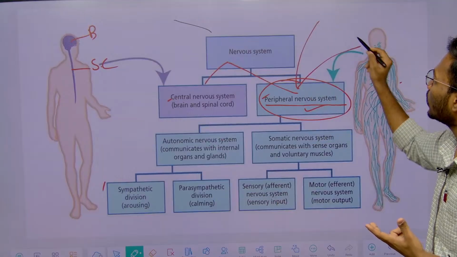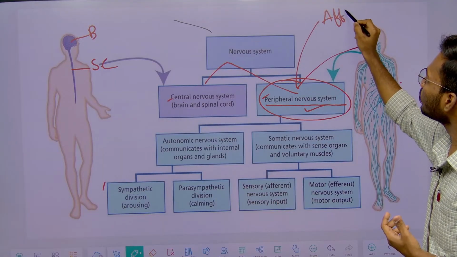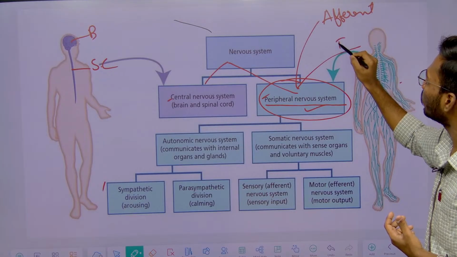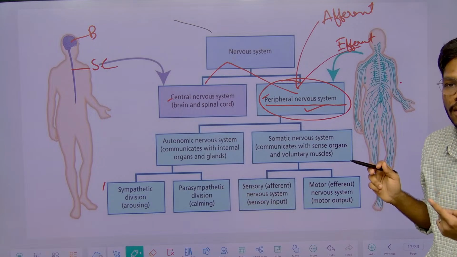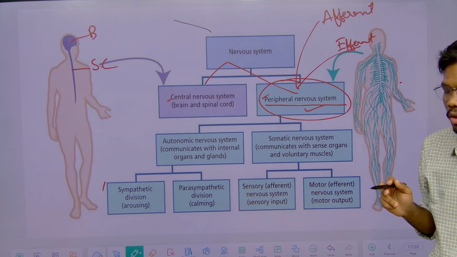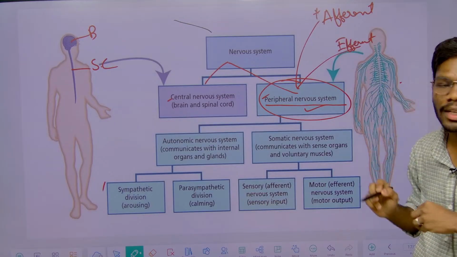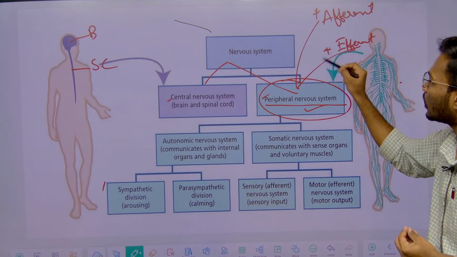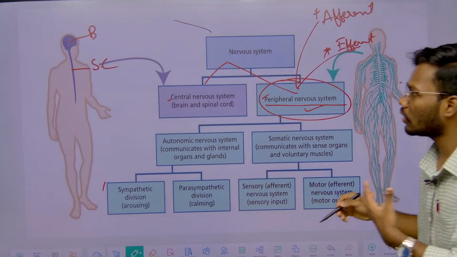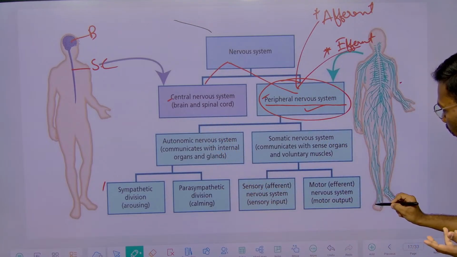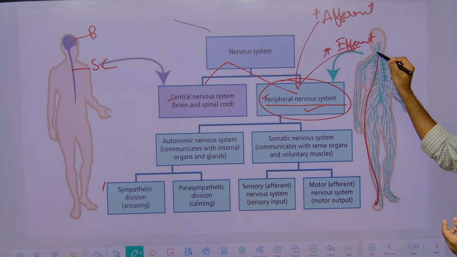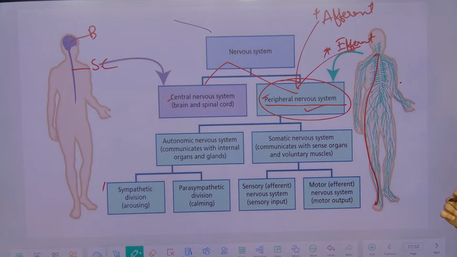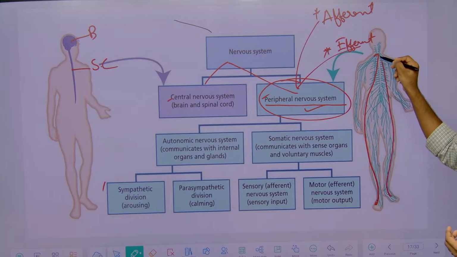In this peripheral nervous system, we have two types of neurons or nerve fibers. What is that? Afferent and efferent. We already saw this kind of thing in excretion, right? So let us revise. Sir, what are afferent nerve fibers and what are efferent nerve fibers? If you see any diagram of the body, there are some nerves which can transfer the impulse or information from different parts of the body to the brain.